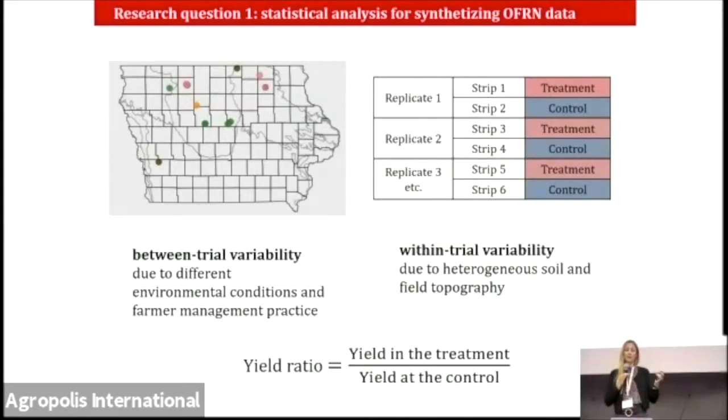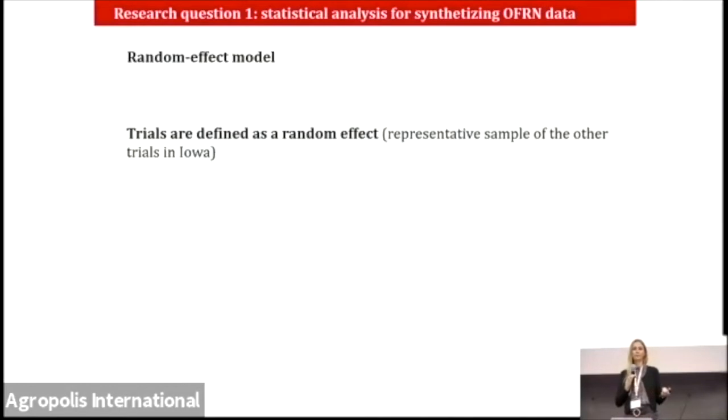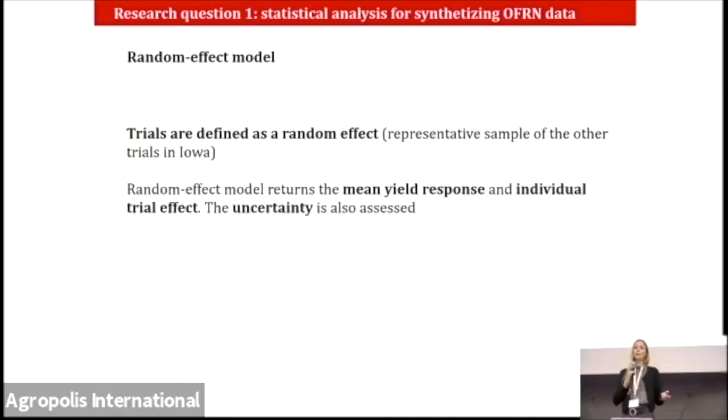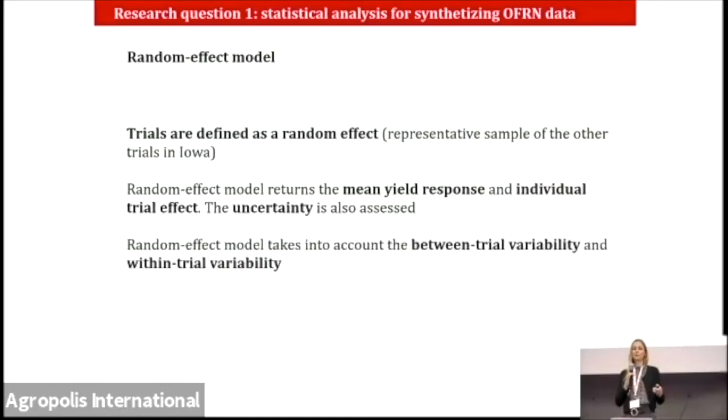As we are looking at the efficiency of a management practice, we are using a yield ratio, which is the yield in the treatment divided by the yield in the control. We use a random effect model where trials are defined as random because trials are representative samples of the other fields in Iowa. By using a random effect model, we also account for the two sources of variability, between-trial and within-trial. It also returns the mean yield ratio, the mean yield response at the network level, including all the on-farm trials, and also the response for each individual field.